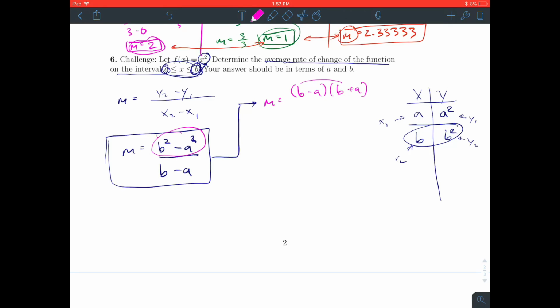And if you distribute this out, that will give you b squared, ab and minus ab cancel out. And then negative a times a gives you negative a squared. So this factoring pattern is a difference of squares. You may have seen this last year. You should have seen it last year. But this is a hard application of it. We'll talk about this later this year, but that's why it's a challenge problem.